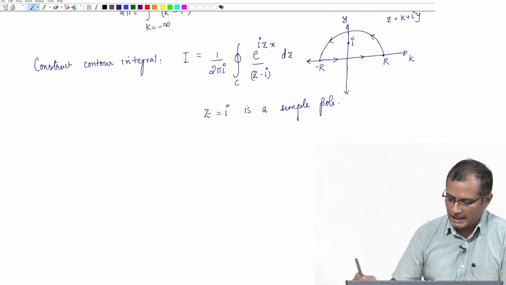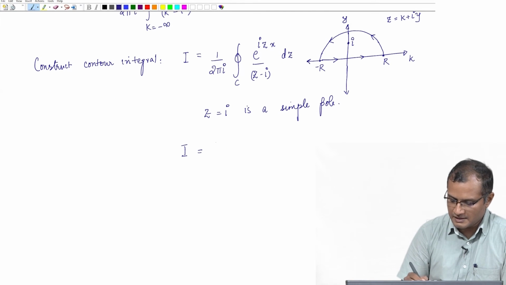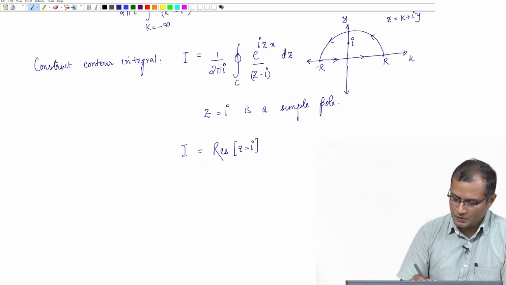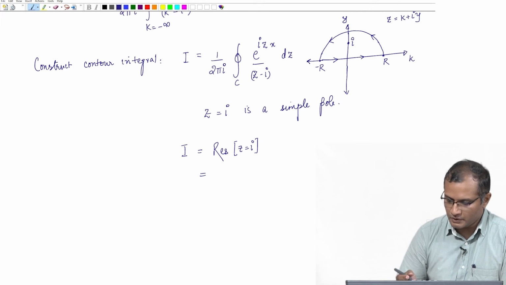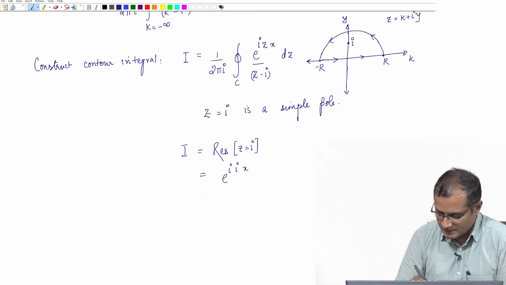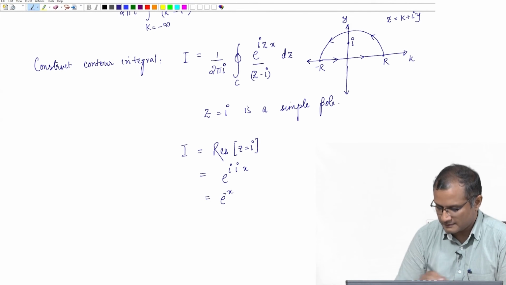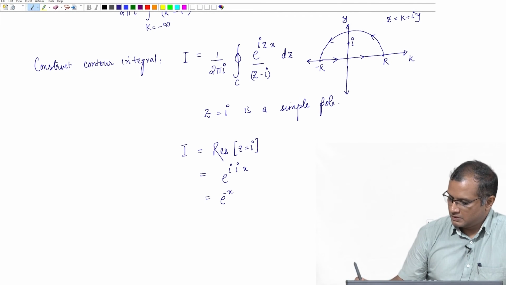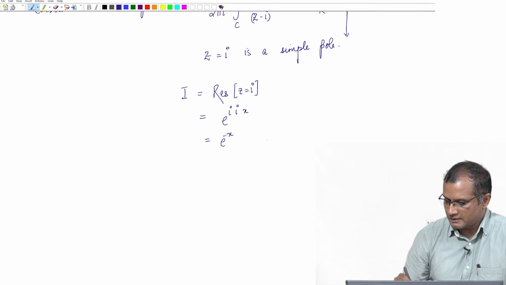So, the integral I is then simply given as the residue at z equals to i, okay, which is nothing but, if I compute the residue, e to the power i into i x, which is e raised to minus x. Okay. So, this is my integral I.